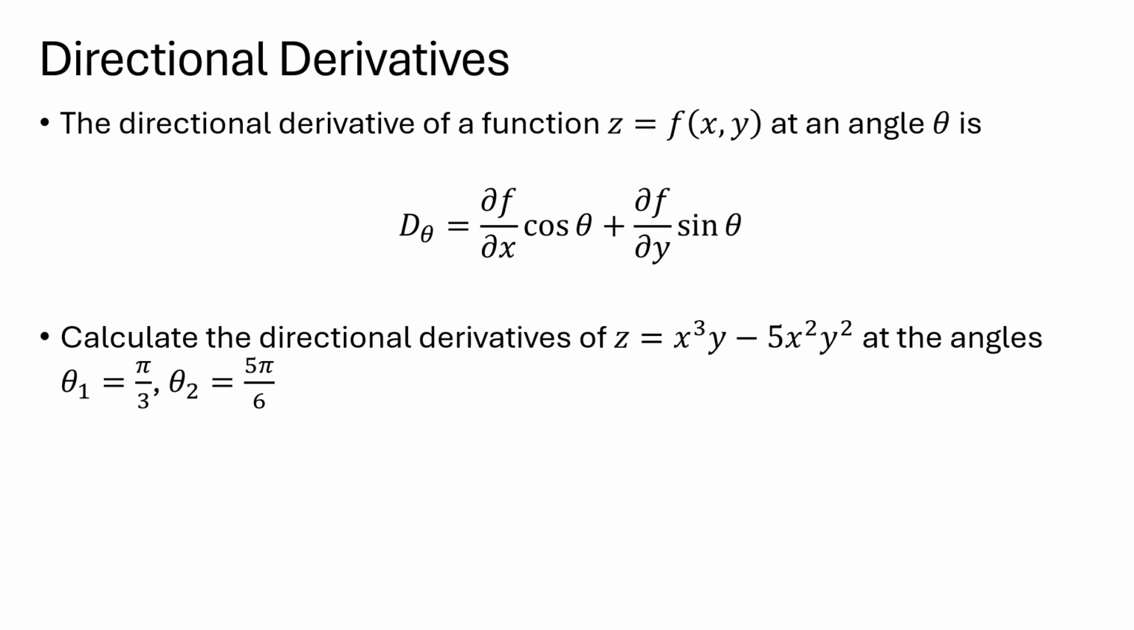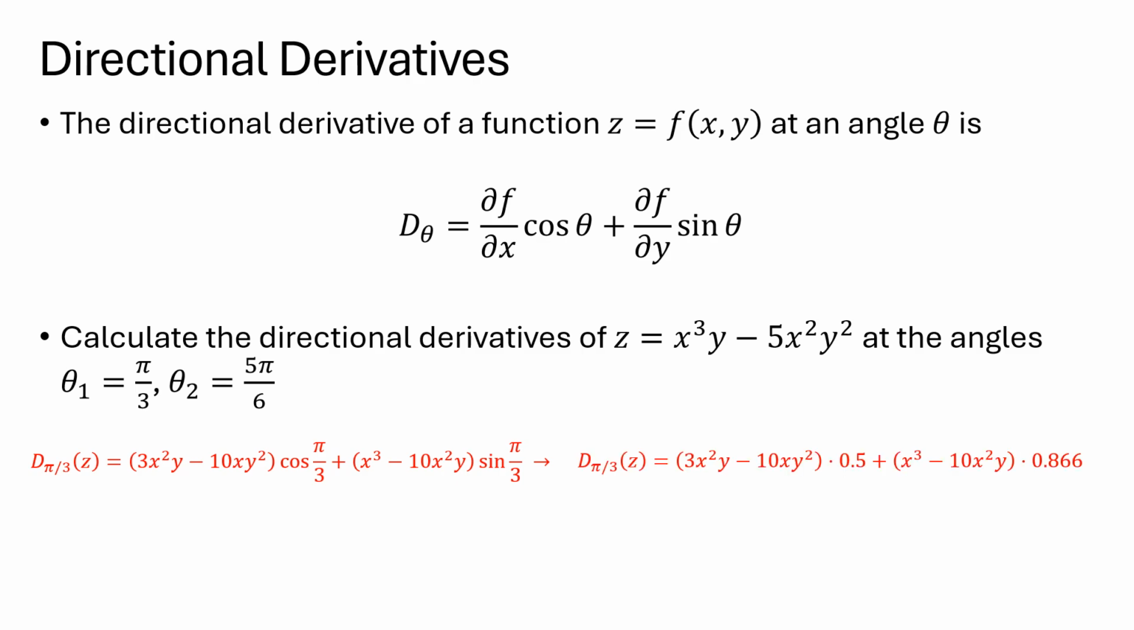So going ahead with this, for the first one, for D pi over 3, we have the partial derivative of the function z equals x cubed y minus 5x squared y squared with respect to x, which becomes 3x squared y minus 10xy squared, and that's multiplied by the cosine of our angle, so cosine of pi over 3. Then we have the partial derivative with respect to y of this function, which is x cubed times 1, which is just x cubed, minus 10x squared y, and that's multiplied by sine of pi over 3.